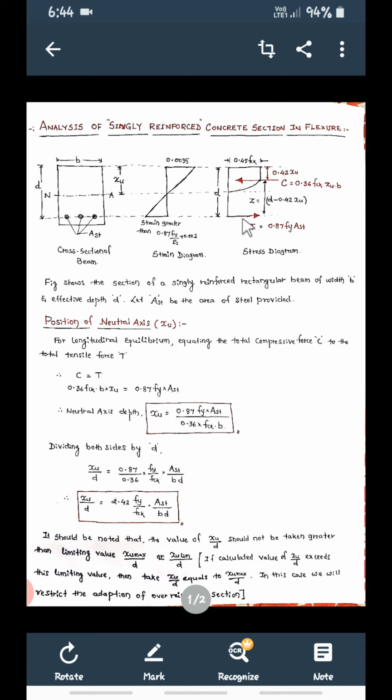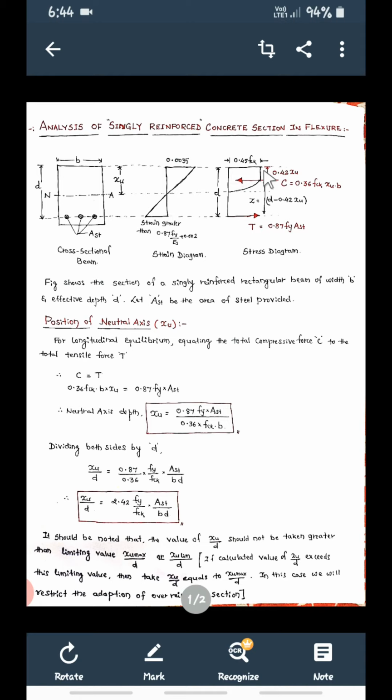Then this is the stress diagram. Now see, this is in the form of a parabola, a parabolic shape. So it is considered that this portion is a rectangle and this portion is parabolic. So this is the total stress diagram. Now see again, at the neutral axis the stress will be 0. As you go above, the stress will increase.